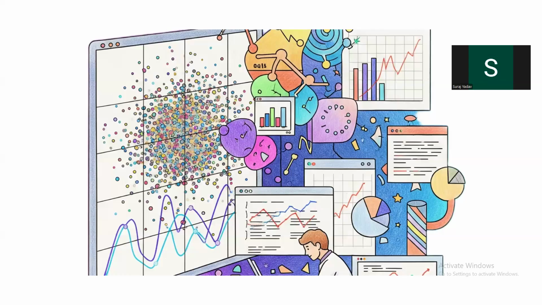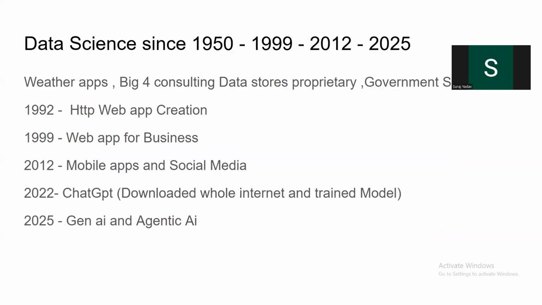Let's start with data science, which has been around for a long time. The newer generation might only know the keyword AI, or they think that when ChatGPT started, the AI revolution started. But that's not the case.